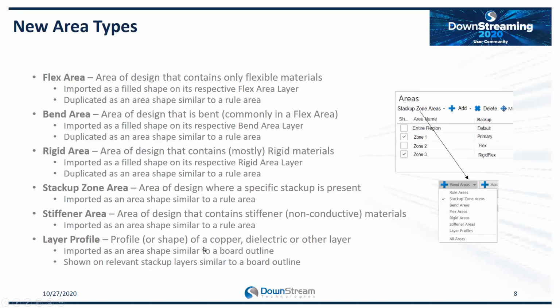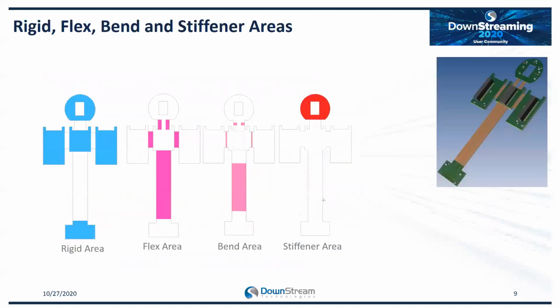And layer profiles, as I mentioned, it's a profile of a copper, dielectric, or any other layer in the design. It's imported as an area shape. And it's going to be shown on relative stack-up layers, similar to a board outline. So I'll have one board outline still, which is sort of the extent of the design, but each layer will have its own unique layer profile.